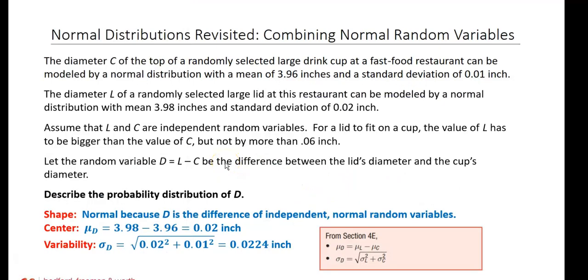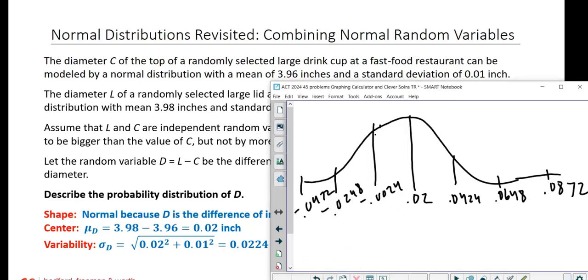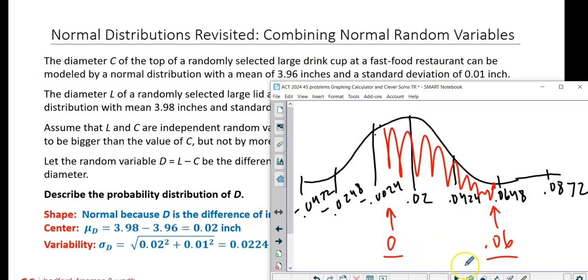Okay. It needs to be bigger, but not more than 0.06. So let's look at where the shading should be on this one. So bigger means like zeros. It can't be smaller than zero, the difference. 0.06, somewhere in here is 0.06. So shading kind of all in here. There's a lower bound and an upper bound there.